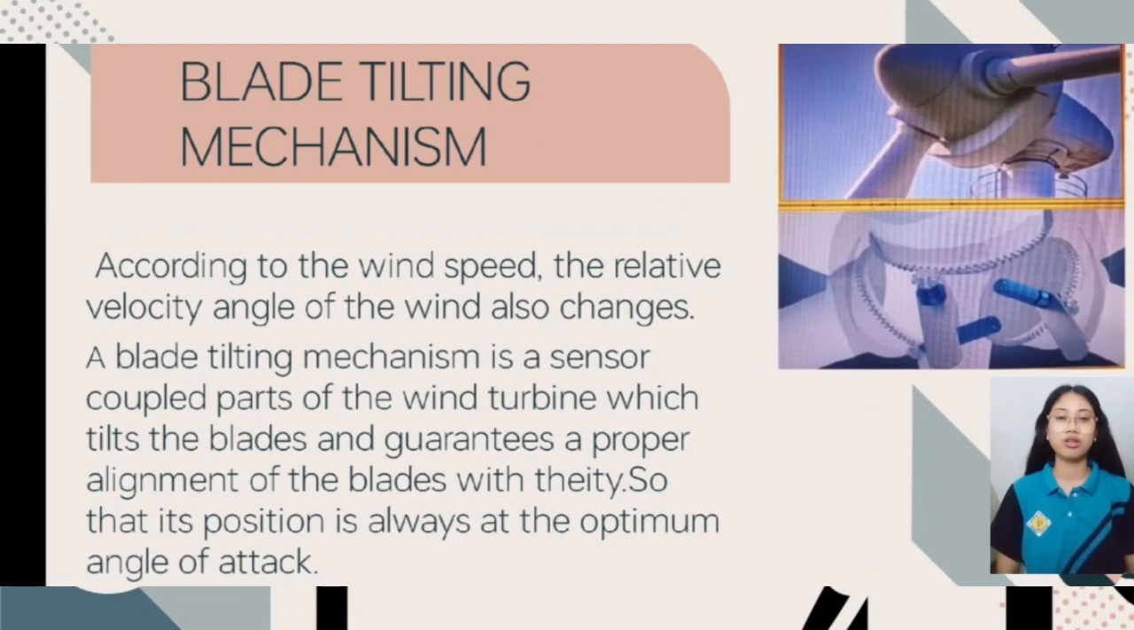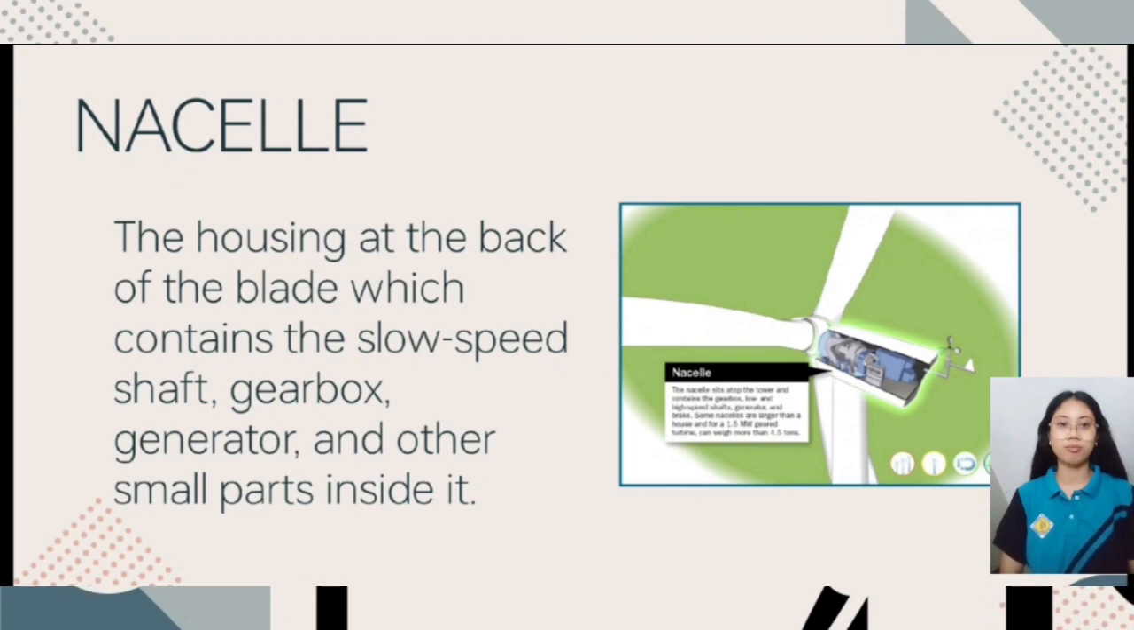Ano ba ang function ng blade tilting mechanism? According to the wind speed, the relative velocity angle of the wind also changes. A blade tilting mechanism is a sensor-coupled part of the wind turbine which tilts the blades and guarantees alignment of the blades with the wind so that its position is always at the optimum angle of attack. Next is the nacelle, the house at the back of the blade, which contains the slow-speed shaft, gearbox, generator, and other small parts inside it.